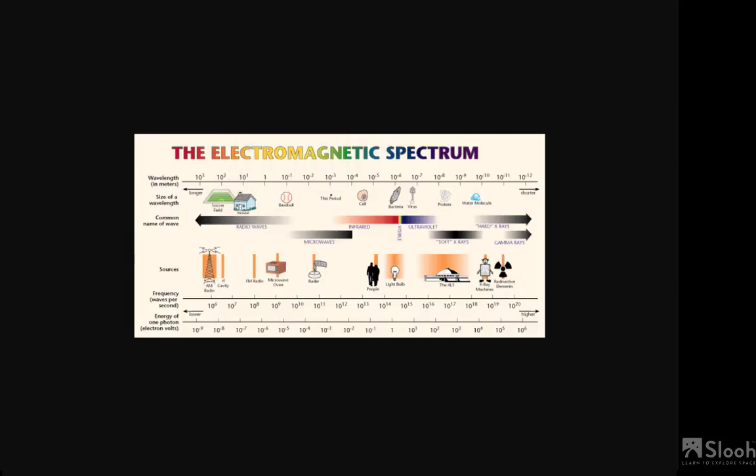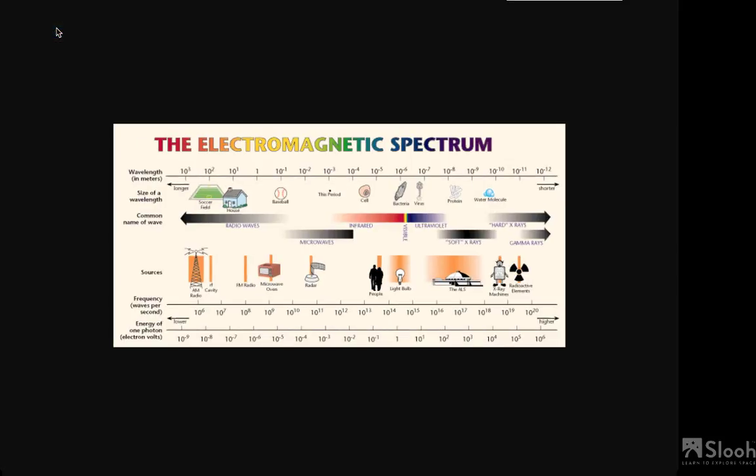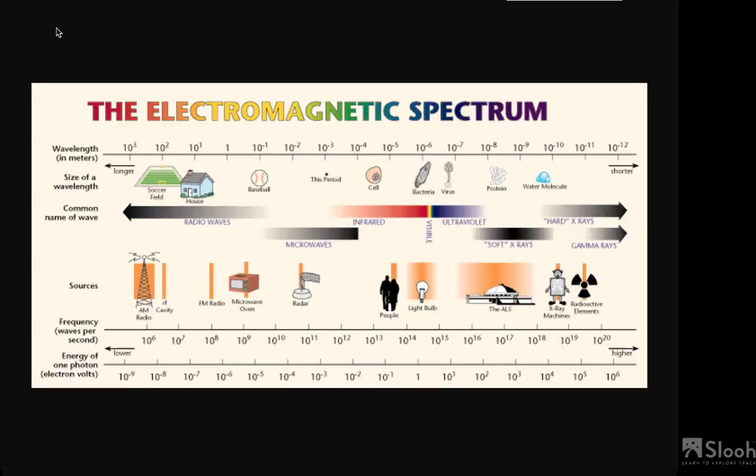And let me see how well you can see this. I wonder if I can zoom in a little bit. I'll try. Zoom in. Yeah, there we go. Perfect. Okay, so we're looking at the electromagnetic spectrum, and we've talked about it before, but it is a really complex topic, so we'll keep talking about it over and over again.